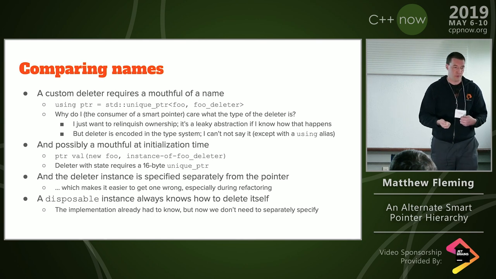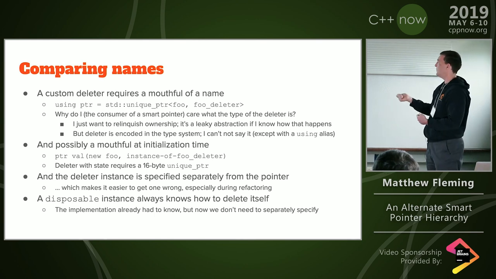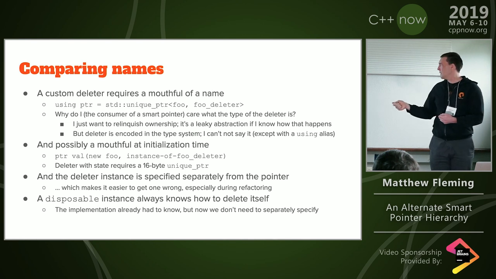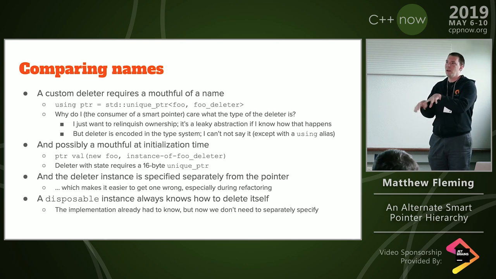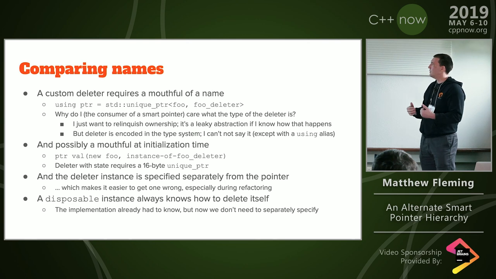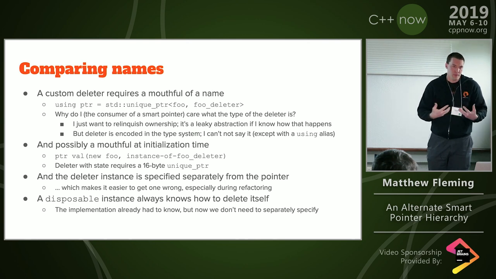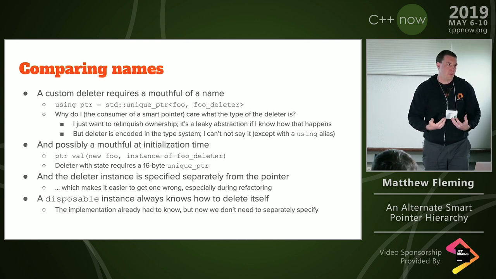It makes your unique_ptr also 16 bytes instead, because it's got a stateful instance inside it. And because I'm specifying this deleter instance separately, it's possible I'll get it wrong. It's not too likely. I mean, I'm still allocating something, and I kind of know how I allocate it, so I know how I want to free it. But in a code refactoring, they can get displaced from each other. This disposable thing always knows how to delete itself.